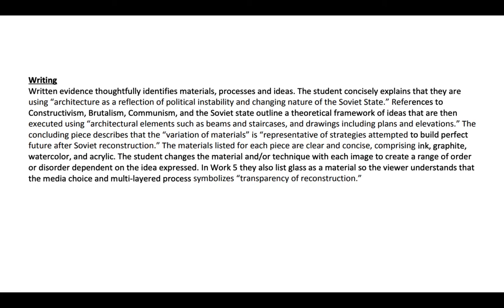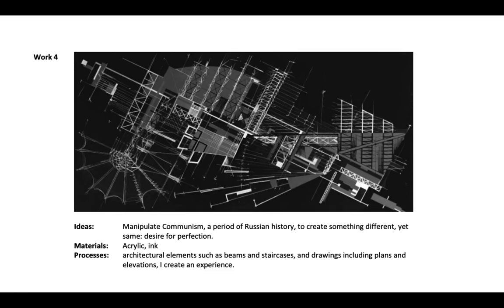The student changes the material and/or technique with each image to create a range of order or disorder dependent on the idea expressed. So they're saying the student really was using materials and techniques to portray the idea that they said they wanted to express. In work 5, which we'll see in a moment, they also list glass as a material, so the viewer understands that the media choice and multi-layered process symbolizes transparency of reconstruction. So let's look at that piece.